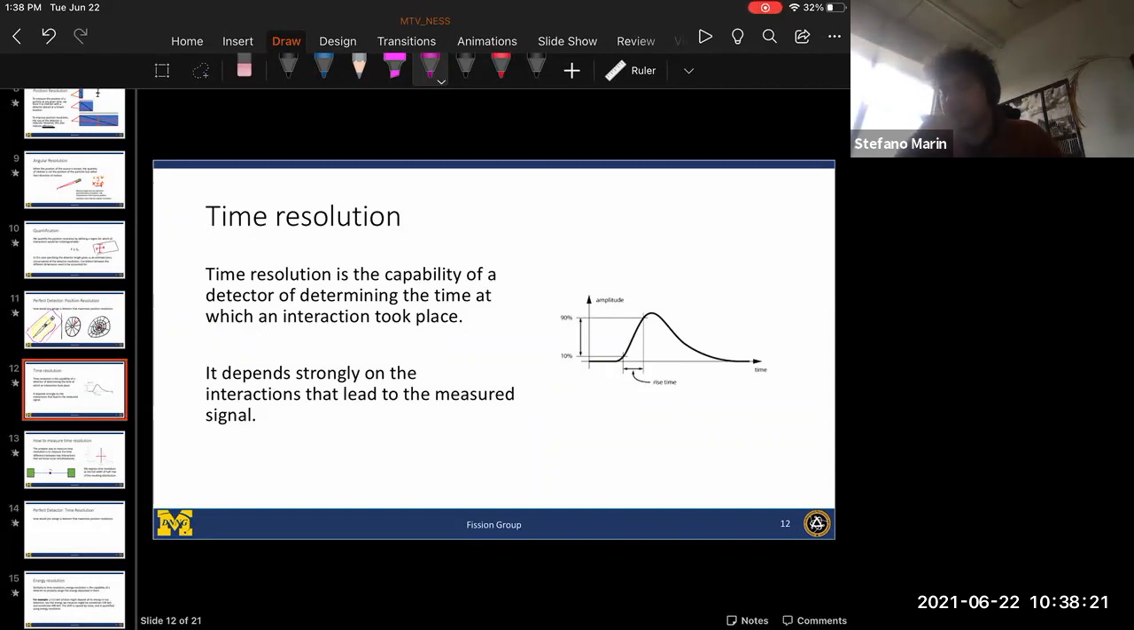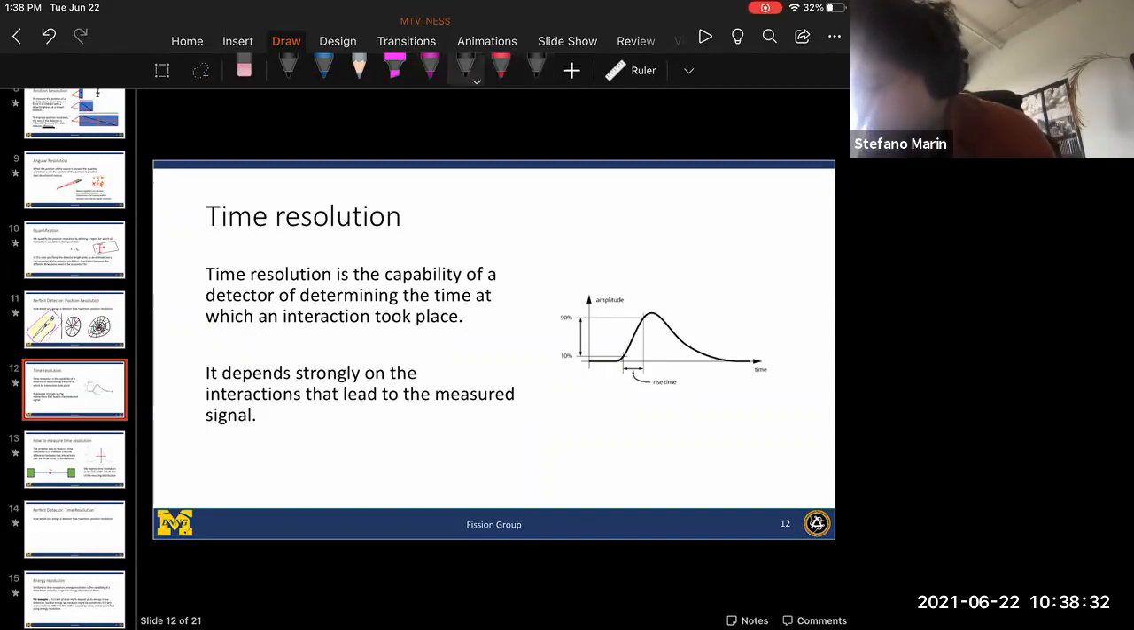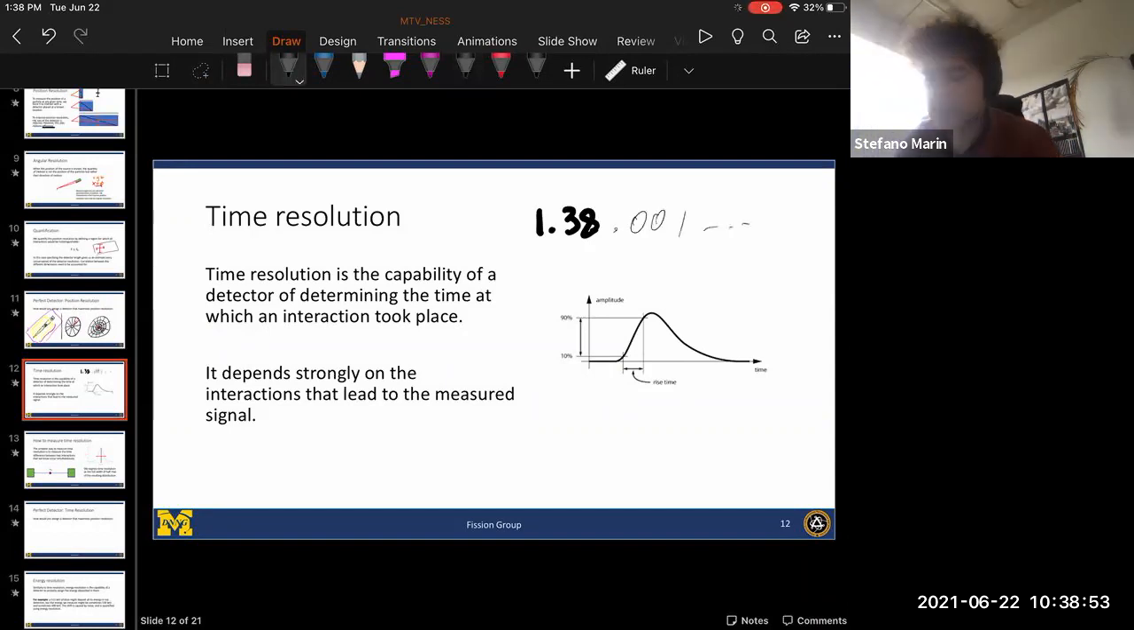So if I have a particle that starts from somewhere and simply arrives at my detector at, let's say, noon, what time is it now? 1:38 p.m. Basically, the time resolution of a detector would be how many significant figures can I get on the time that the particle actually took place. So how many zeros would I be able to put, or how many significant digits would I put in there?